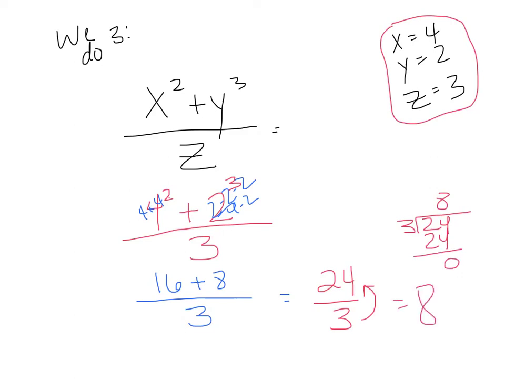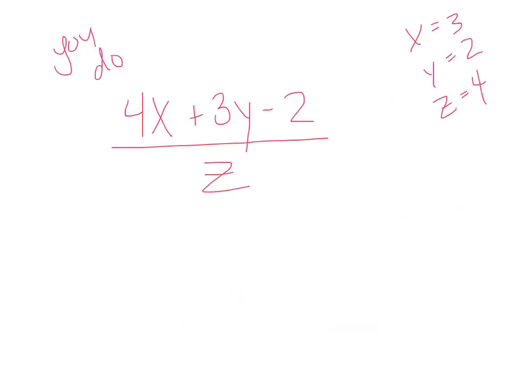Looked way more difficult than that, didn't it? But you just take care of everything in bites, and then it's done. Let's try a you do. Okay, you give this one a try. This is 4x plus 3y subtract 2, all divided by z. If x equals 3, y equals 2, and z equals 4. Plug those pieces of information in, and then play with the math and see what you get. Push pause, and then push play when you have an answer.